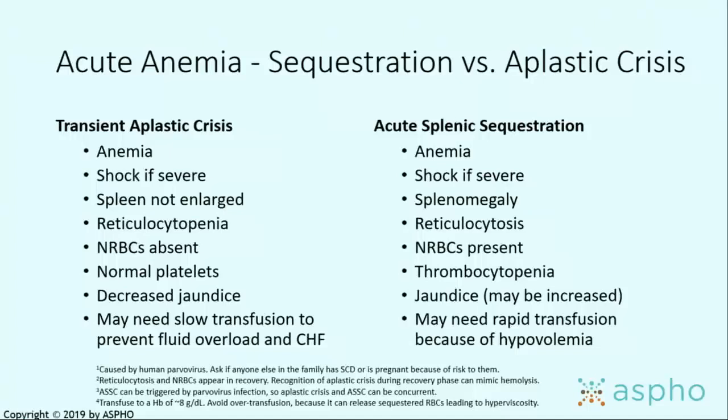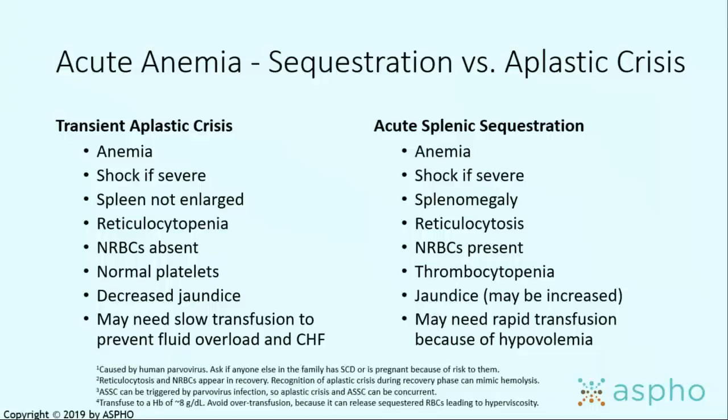Okay, so now we'll move on to acute anemia. There are several reasons why patients with sickle cell disease may suddenly become much more anemic than their baseline hemoglobins. So you can have a transient aplastic crisis. This is primarily associated with viral infections. We talk about the parvovirus B19. There are some other viruses that may cause it.